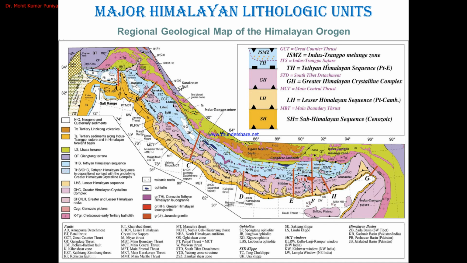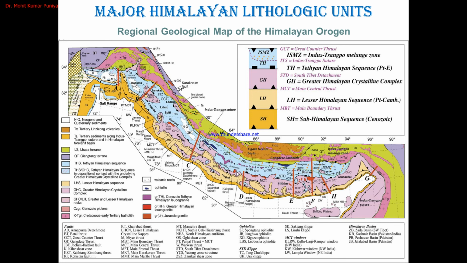Then we have the Indo-Sangpo Milan Zone, here somewhere. Then we have the Tethyan Himalayan Sequence, here. Then we have the South Tibetan Detachment or Trans-Himadri Fault. This is the STDS we can see, and throughout the Himalaya it follows this line.